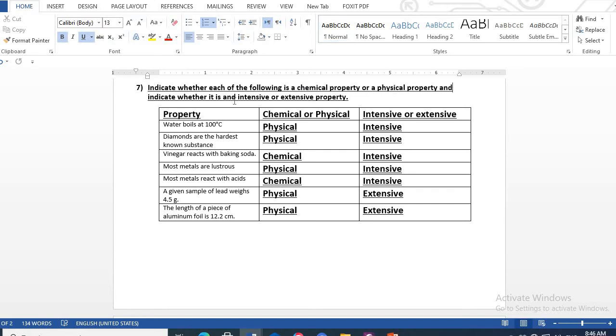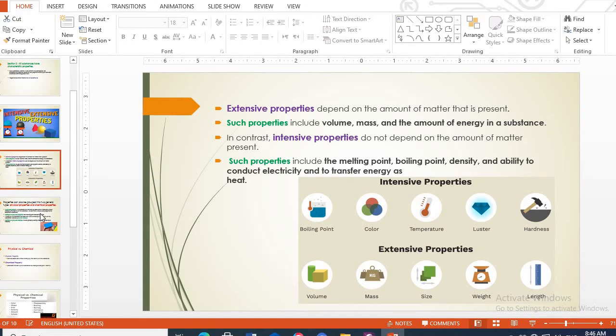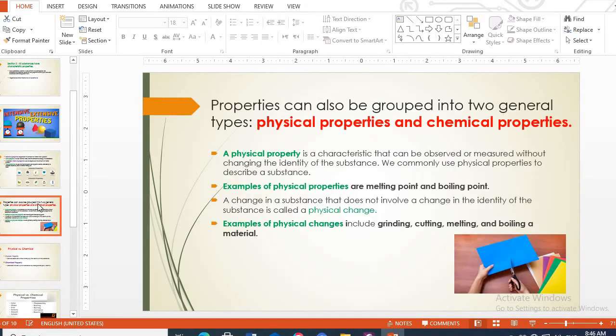and indicate whether it is an intensive or extensive property. What is the difference between physical and chemical property? A physical property is a characteristic that can be observed or measured without changing the identity of the substance, like melting point, like boiling point, like when you cut a paper. This is called a physical property. Something you observe without changing the identity of the substance, like melting point.